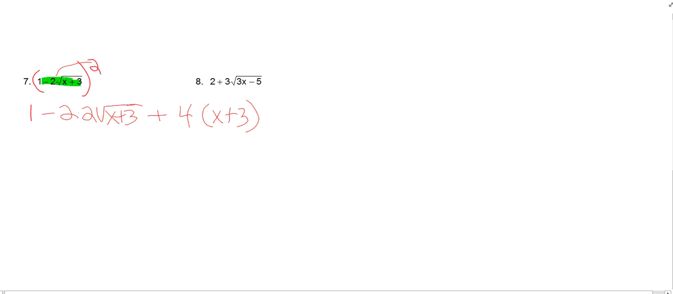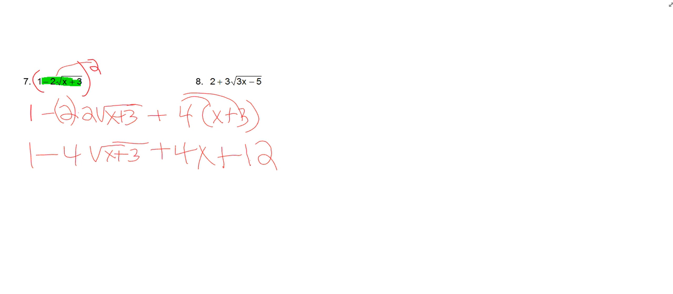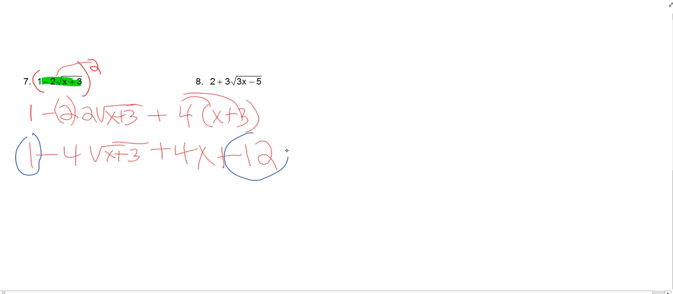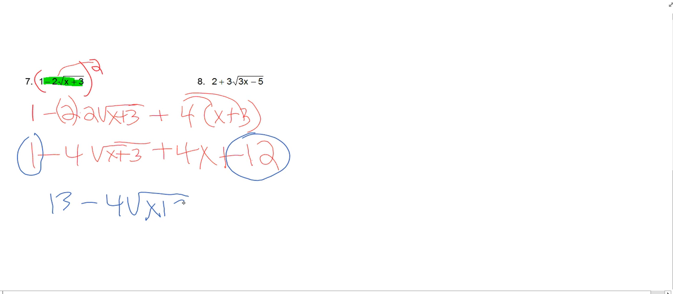Alright, and we could distribute this. We have 1 minus 4 square root of x plus 3. And let's go ahead and distribute that 4. So we have 4x plus 12. And we do have a couple of like terms, or actually one like term. We have a positive 1 here and a positive 12. So we have 13 minus 4 square root of x plus 3 plus 4x. Okay.